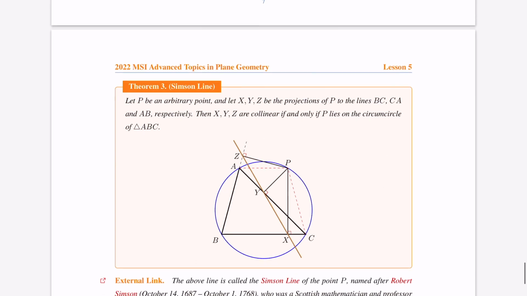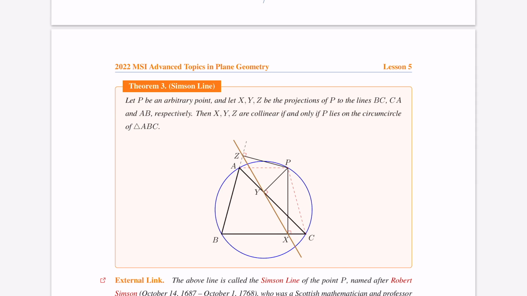Okay, so I would like to end my lecture by introducing another nice way to prove the Ptolemy theorem. And with the introduction of another way to prove it, I would like to introduce another interesting thing in Euclidean geometry called the Simpson line. And so in the following picture, ABC is a triangle inscribed in the blue circle. And let P be a point on the blue circle.